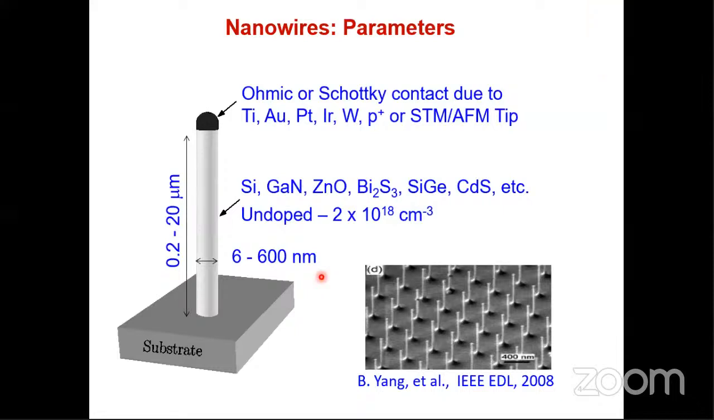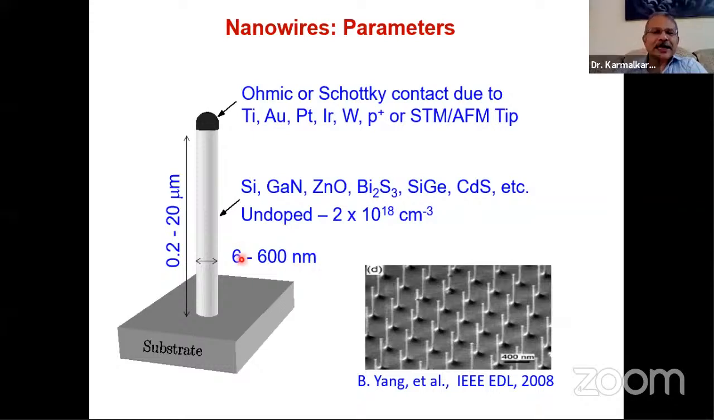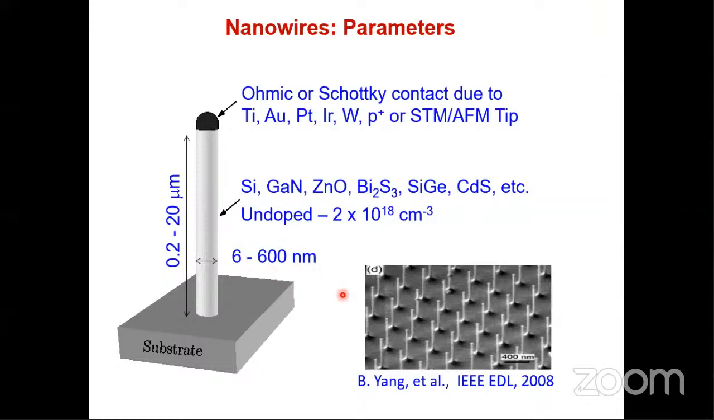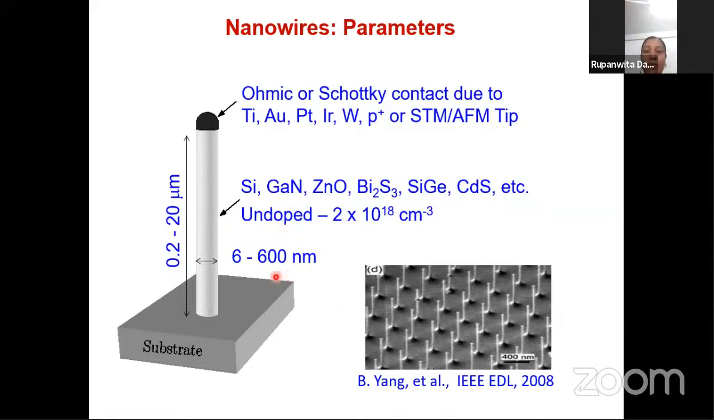Someone has said Sridevi, 0.6. Good. 0.6 micrometer. Yes, 0.6. That's right. So this is important because I should see both height and diameter on the same scale.